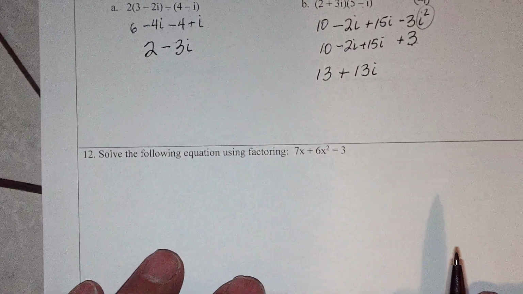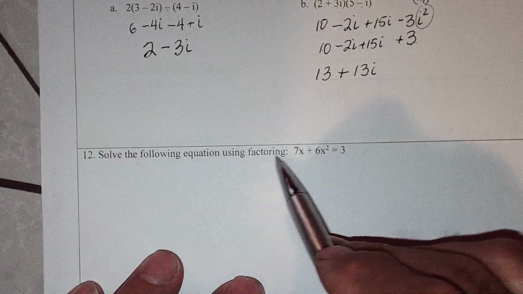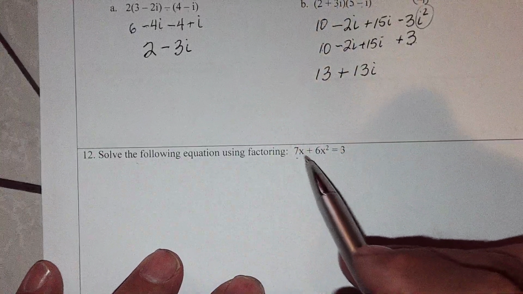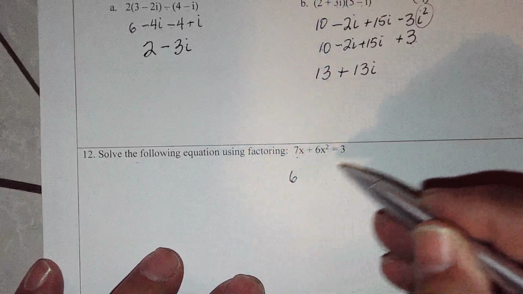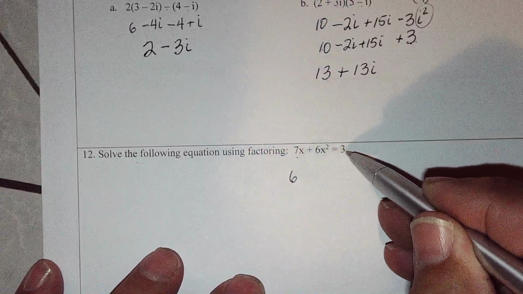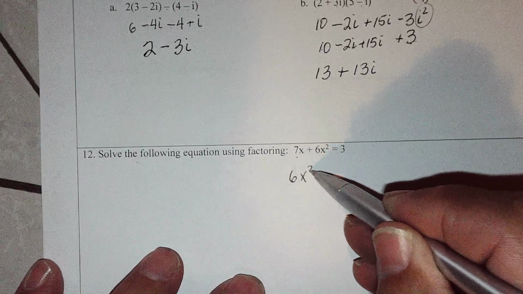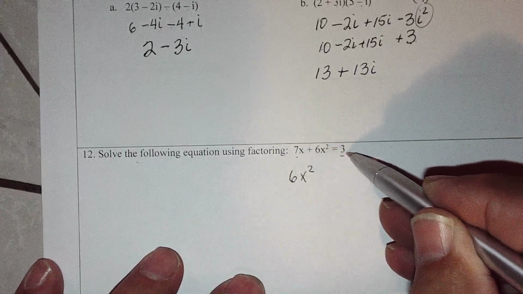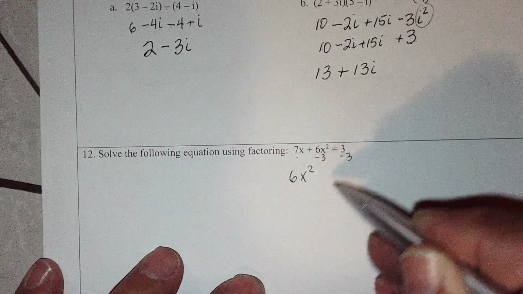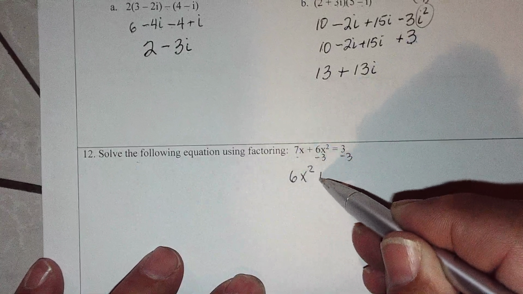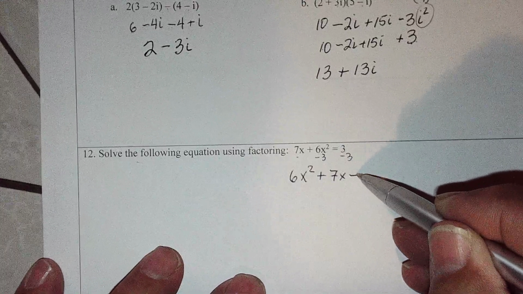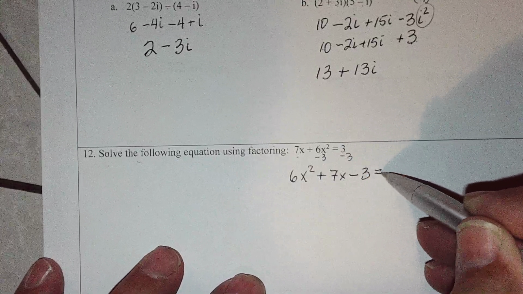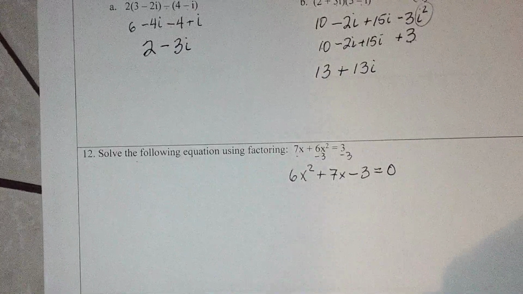Okay, solve the following equation by factoring. Well, first, if you're going to factor, we want to get them in order, all on one side equal to 0. So it's going to be 6x squared. I'm going to subtract 3, subtract 3. The next one would be the 7x. Please write these in order so that you don't mess up.